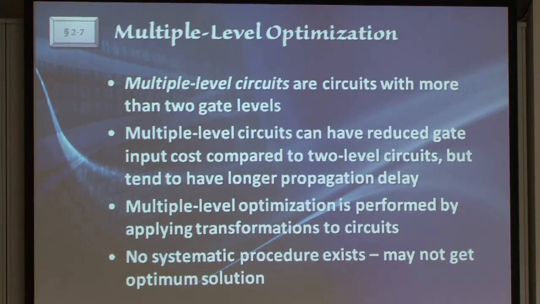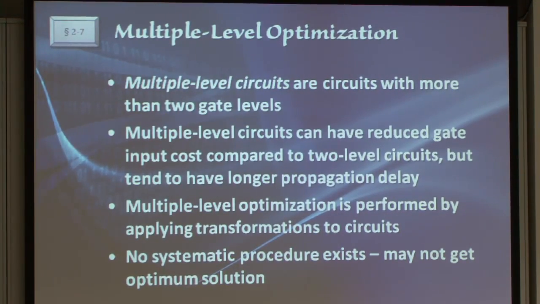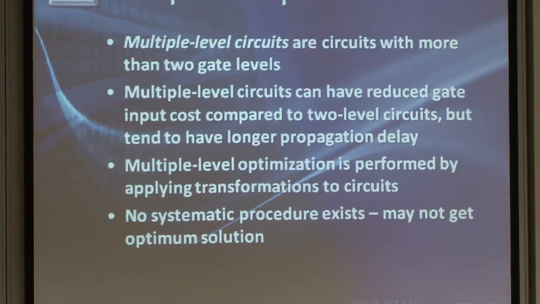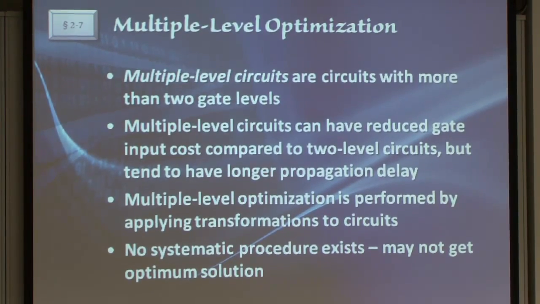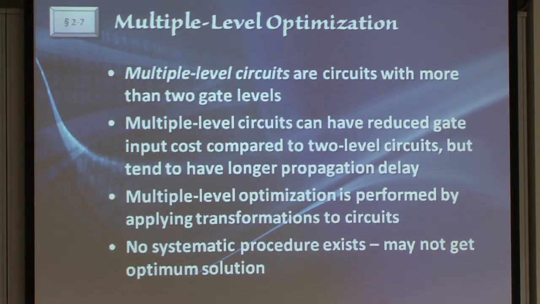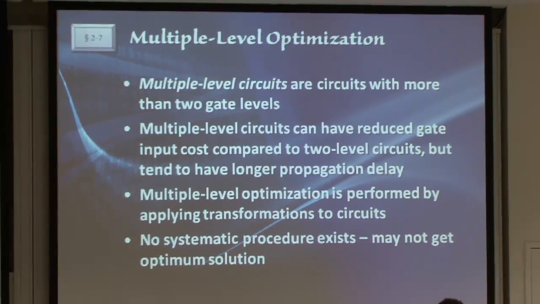In multiple level optimization, we'll have more than two levels of gates, which implies more propagation delay because the signal has to go through more levels, and the more gates you have in the path, the longer it takes the signal to get to the output. But we might end up with a reduced circuit in terms of the gate input cost. Now, a smaller gate input cost implies a smaller number of transistors, which implies less area on the chip, which implies less power and less cost and so on, but a slower circuit. So again, it depends on what we're trying to optimize for.